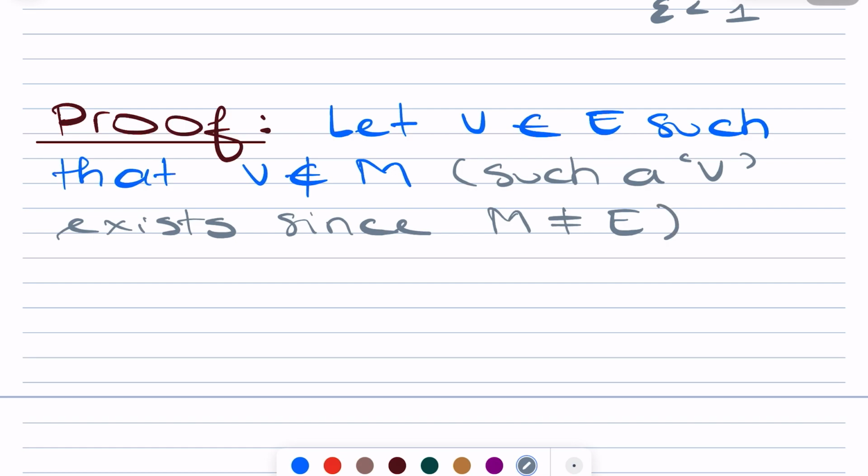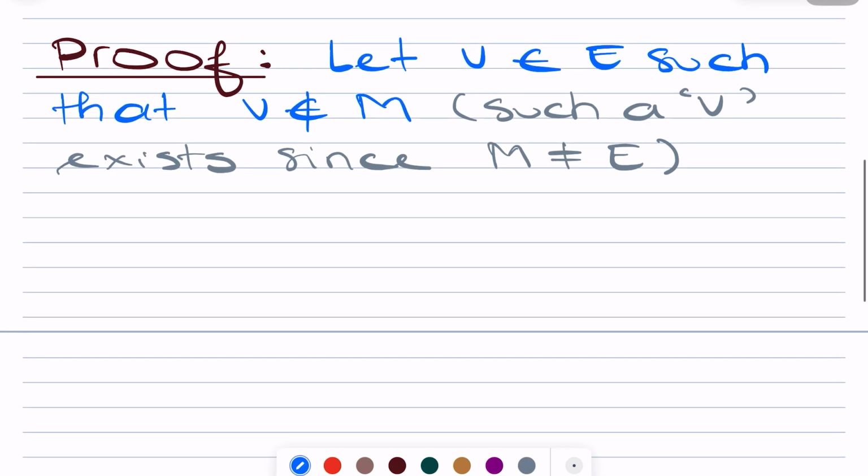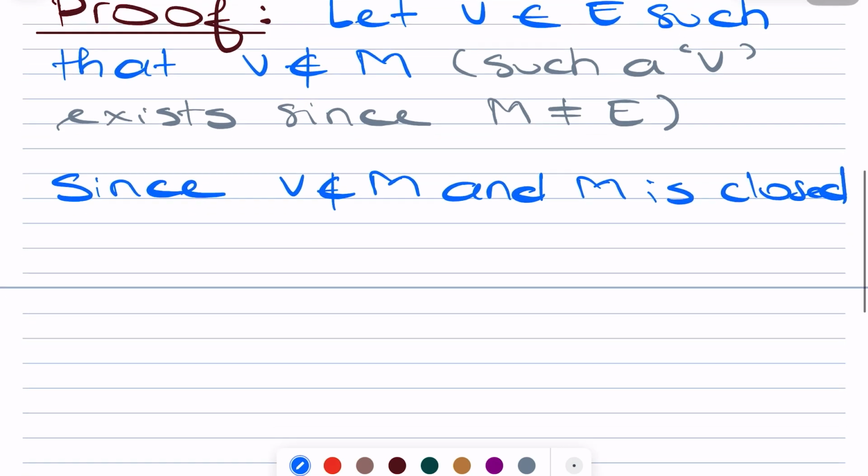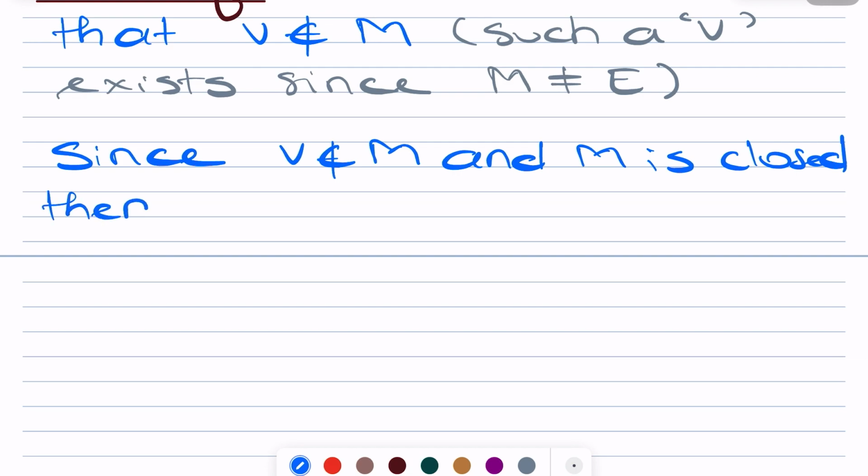Now, since v is not an element of M, and M is closed, the distance of v to M, that we denote by d, is strictly greater than 0.